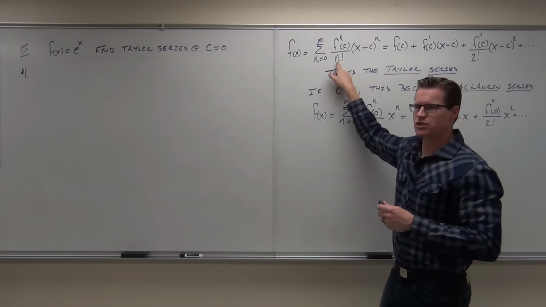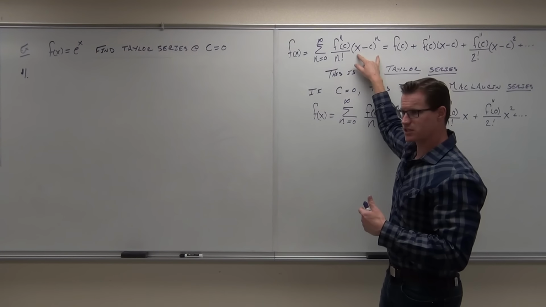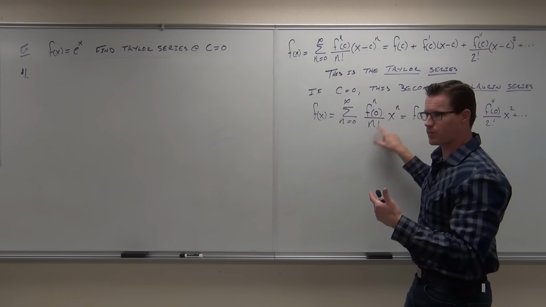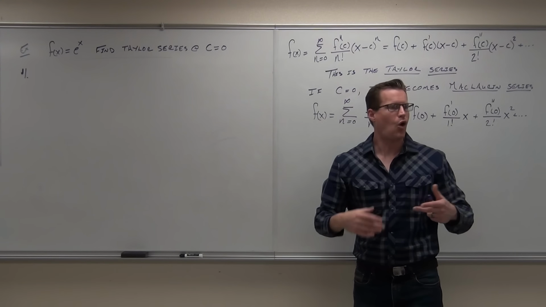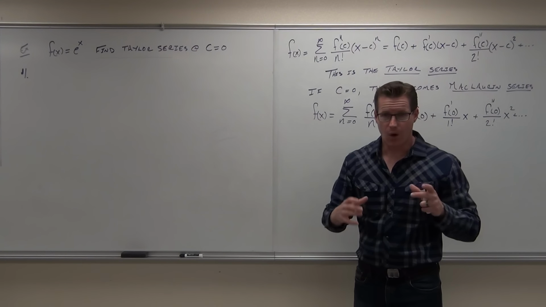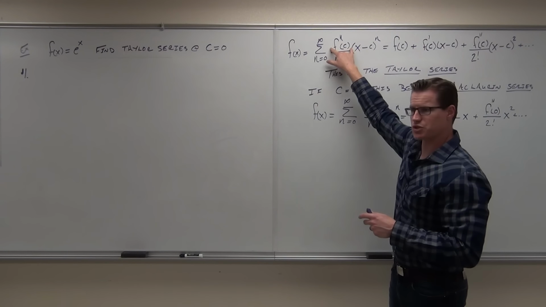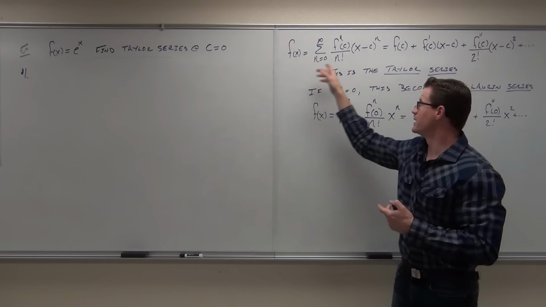This part never changes. That's going to be n factorial. This part never changes. That's going to be x minus c to the nth, or x to the nth. No problem, whether you're dealing with a Maclaurin or a Taylor series. All you're looking for is this guy or this guy. That's what you're looking for. Does that make sense?